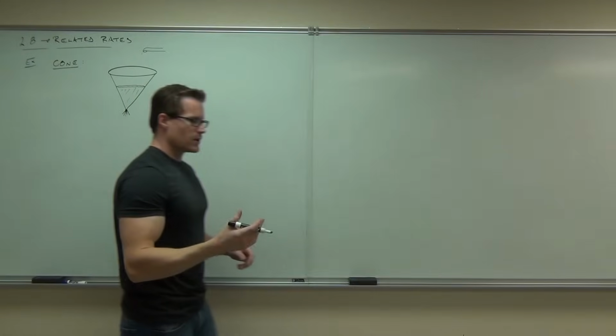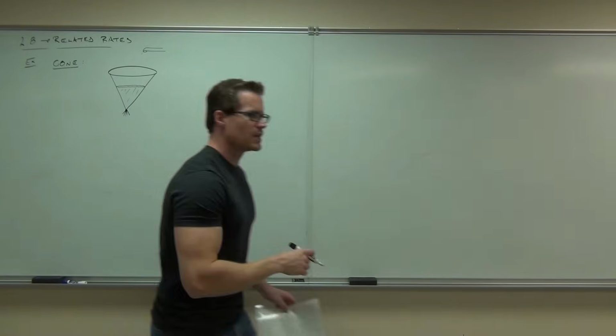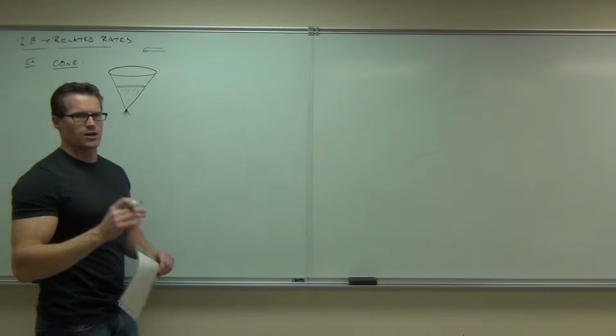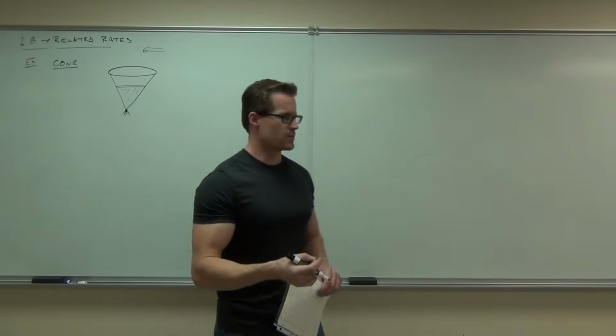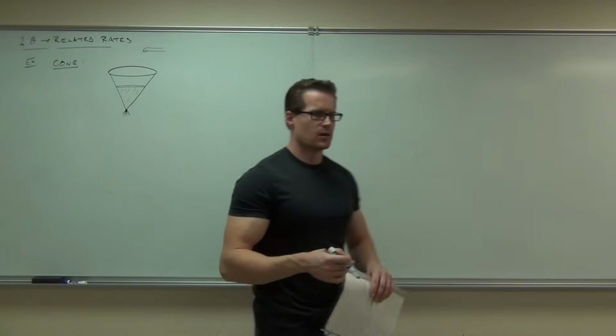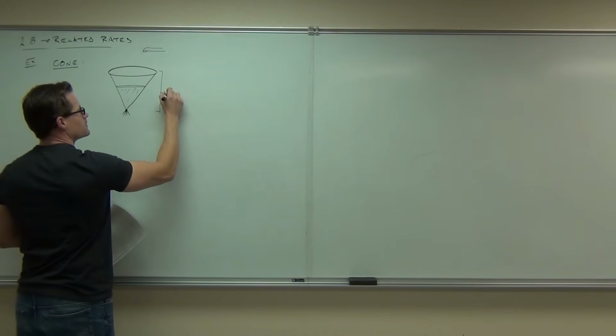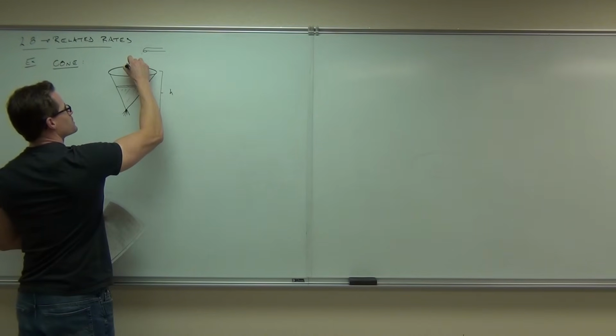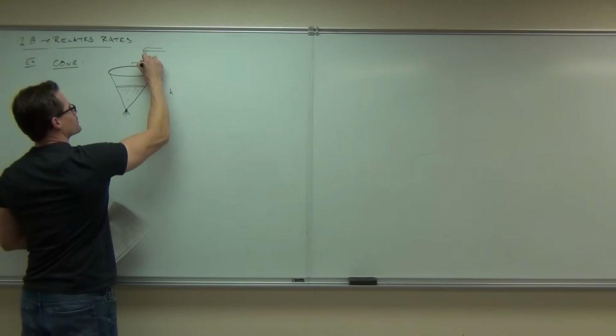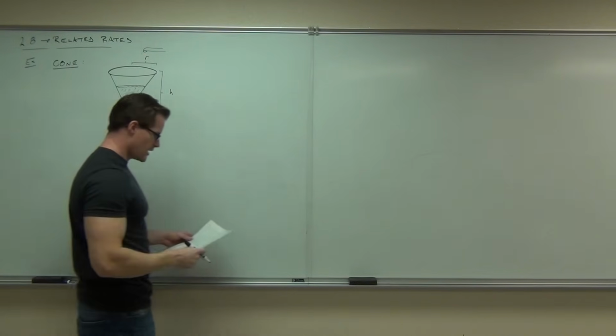Now, our cone has a couple of dimensions to it. What do you need to know to find the volume of a cone? Because we're going to talk about volume here in just a little bit. We do need a height of the cone. I heard height first. Yes, that's a height. And the radius of the cone is probably pretty important. So you've got height and radius.